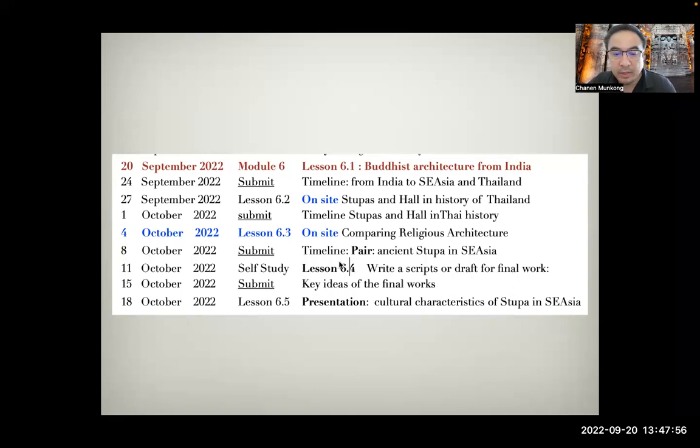Sorry, on the 8th of October, you need to submit the diagram actually, not the timeline, the diagram of the ancient stupa in Southeast Asia, right? On the 11th, you write the script and submit it. On the 18th, everyone will present. I might call up anyone, it's not going to be in order, or you can arrange among yourselves, right? We're going to go first and second. That's also okay with me, right?